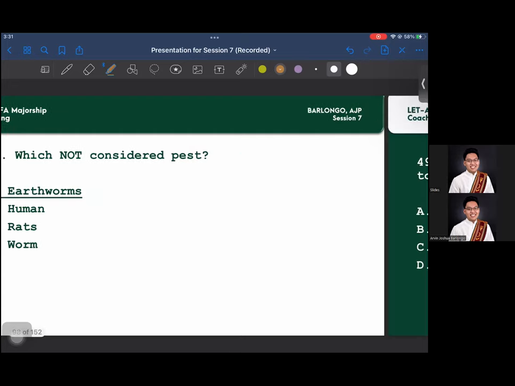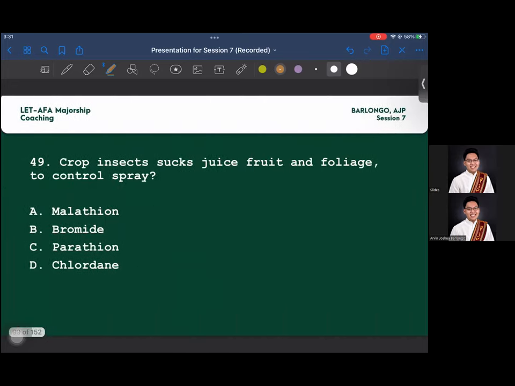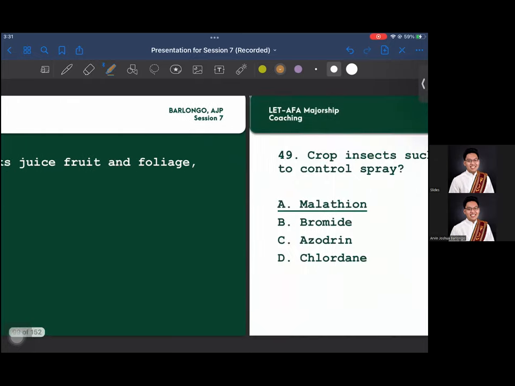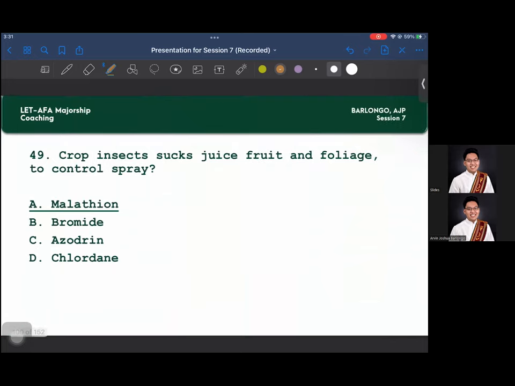So next, number 49, crop insects suck juice from fruit and foliage. To control, you must spray A, malathion, B, bromide, C, parathion, or letter D, chlordane. Again, this is just a review of the different chemicals that are being used in crop protection. The answer for this one is letter A, which is malathion. So kapag insects, malathion.